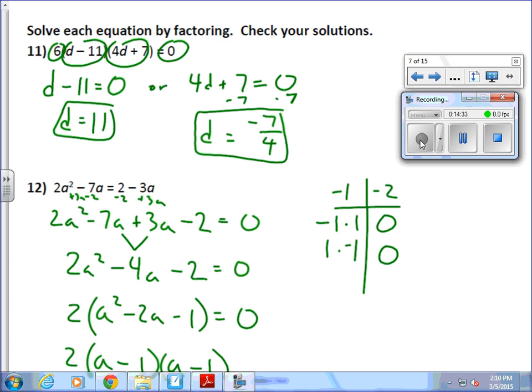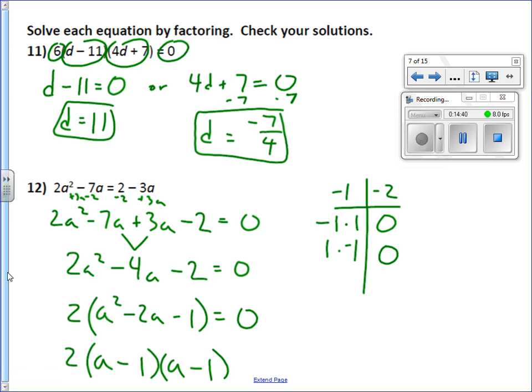At first I thought it might be obvious that it would be negative 1 and negative 1. However, the problem is that negative 1 times negative 1 doesn't give me a negative 1 like I need. The only factors of negative 1 are negative 1 and positive 1. And when I add them together, I get 0 either way. So we're going to need to stop at that point.